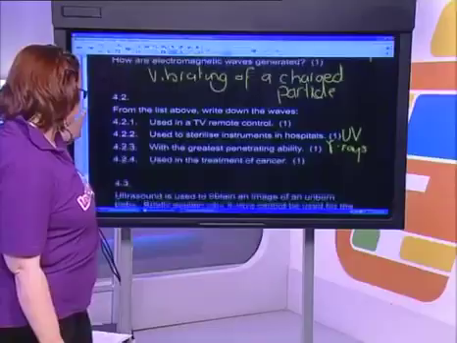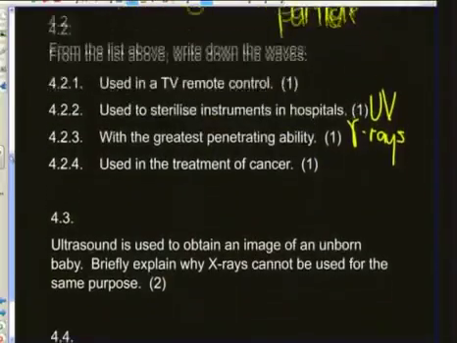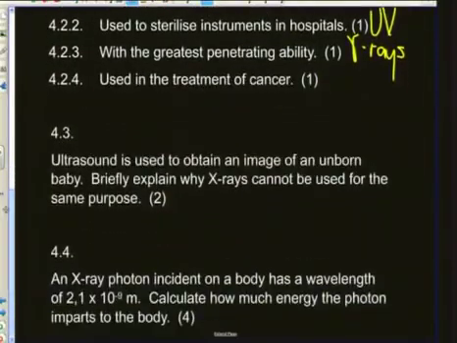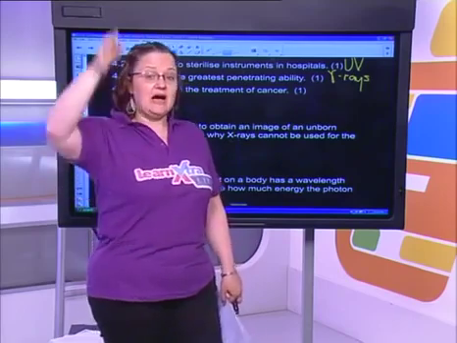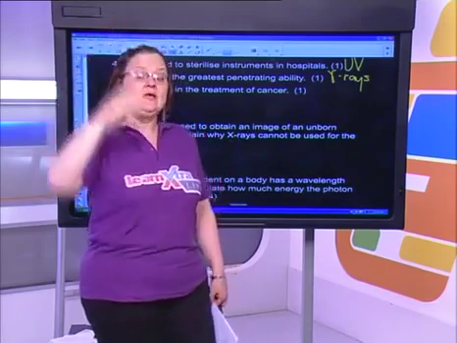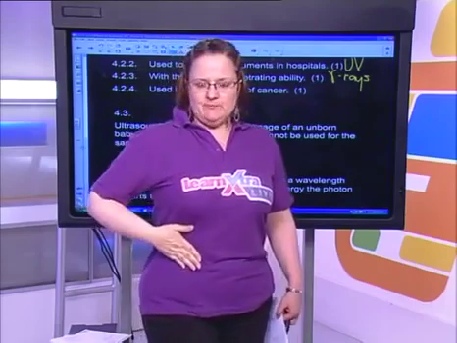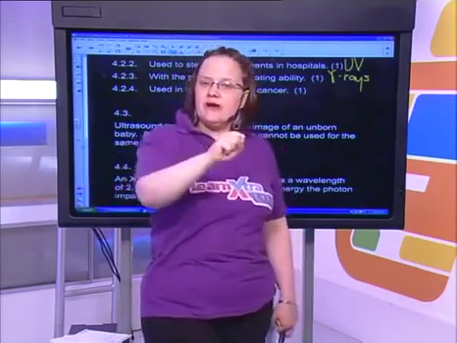Then they say, ultrasound is used to obtain an image of an unborn baby. Briefly explain why X-rays cannot be used for the same purpose. X-rays have a lot of energy. They have a high frequency, okay? Because of that high frequency, the X-rays can actually damage the baby when they penetrate the mommy's tummy, okay?